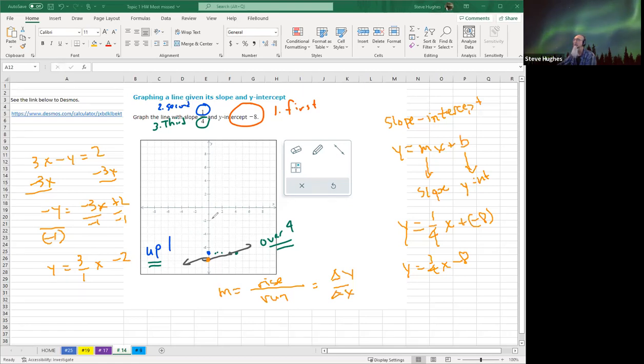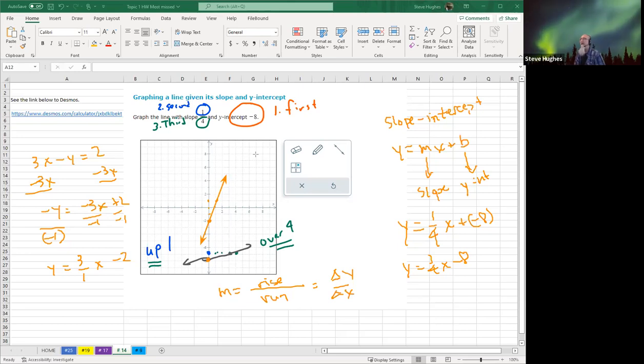So plot -2 first. That's step one. Then go up 3, so 1, 2, 3, up 3 and over 1. And that is my second equation. Let's see if I can get a line to go through there, shall we? And there it is.